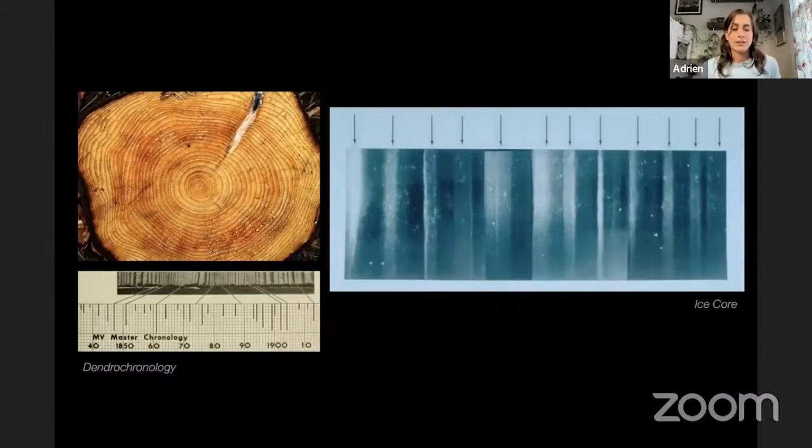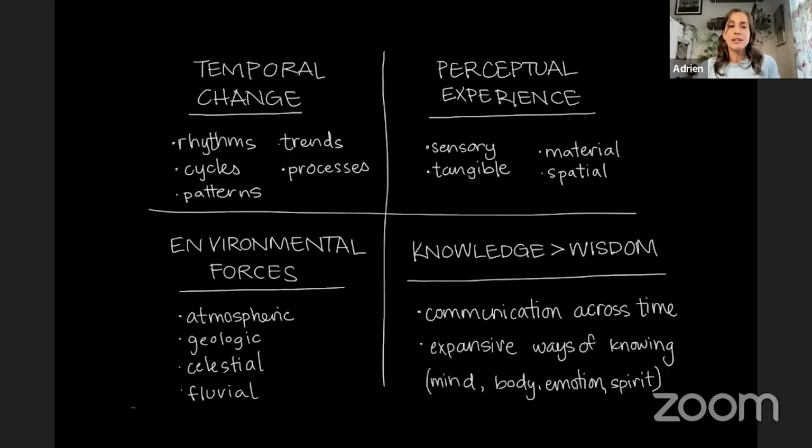And also, nature has this really wonderful, beautiful way, through things like tree rings and ice cores, of tracking information about the climate and changes in the landscape in natural forms. So I'm immensely inspired by natural forms, environmental forces, temporal changes, perceptual experience, and this idea of how we take data into information and then knowledge to wisdom.